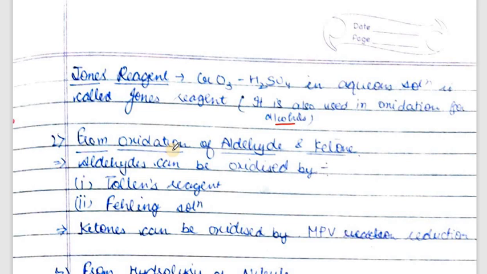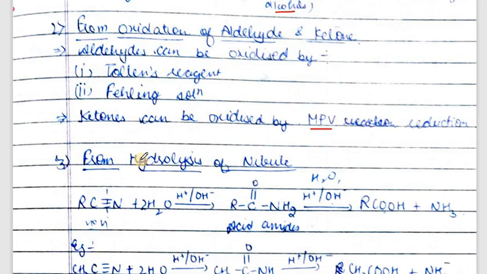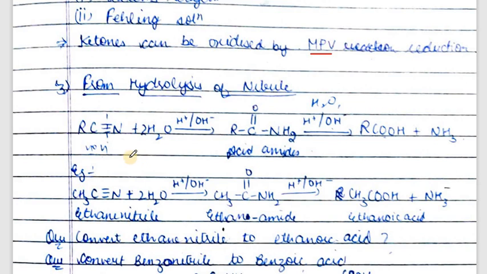And then is the oxidation of aldehydes and ketones. This also we have done. In this, aldehydes can be oxidized by Tollens reagent, Fehling solution, then Benedict solution, and ketones can be oxidized by MPV, that is Meerwein-Ponndorf-Verley oxidation. This we have also done in detail in the previous chapter. Then next is from hydrolysis of nitriles.